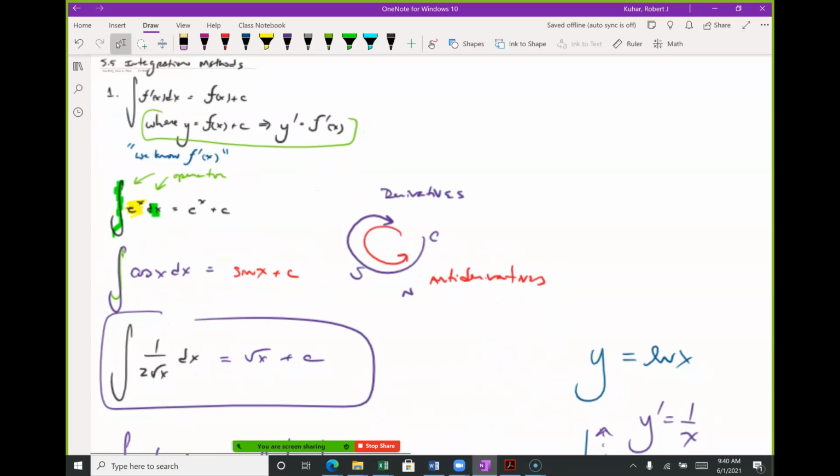So we're talking about integration methods here from 5.5. Our first method is you recognize the derivative, and I can kind of have a sense here that I'm lagging a little bit.